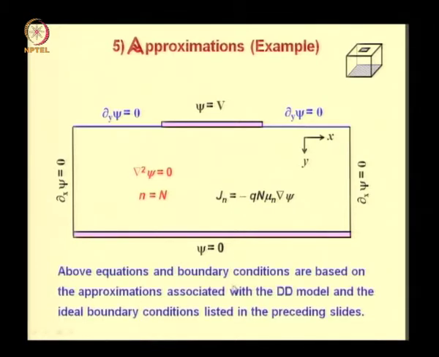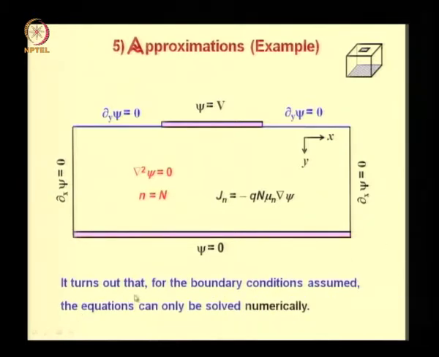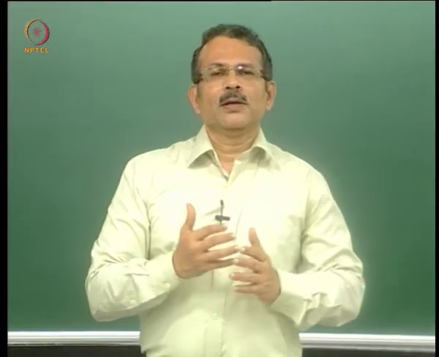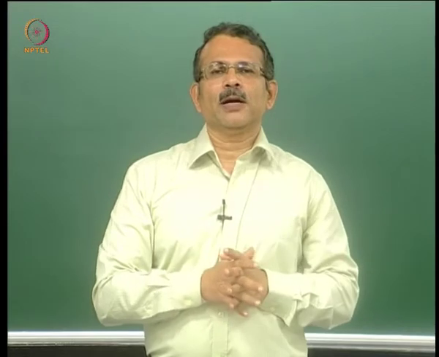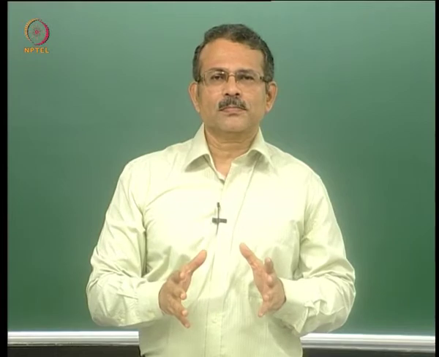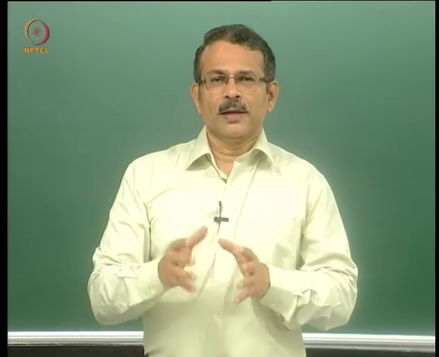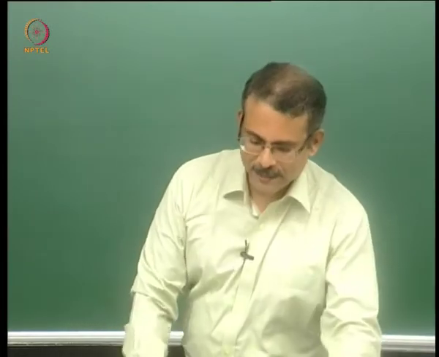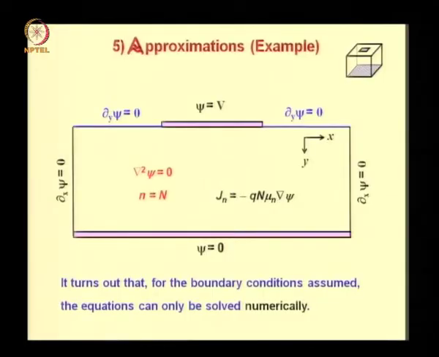The above equations and boundary conditions are based on the approximations associated with the drift diffusion model and the ideal boundary conditions listed in the preceding slides. Now it turns out that for the boundary conditions assumed, which are shown here, the equations can only be solved numerically. So a number of researchers have attempted this problem, and have not been able to find an analytical solution for the equations and boundary conditions that we have defined. They have only been able to obtain a numerical solution.